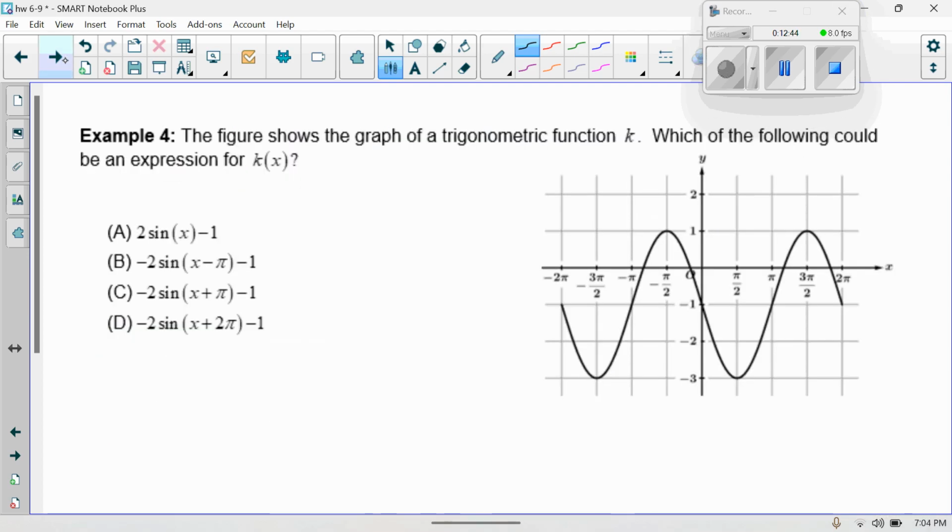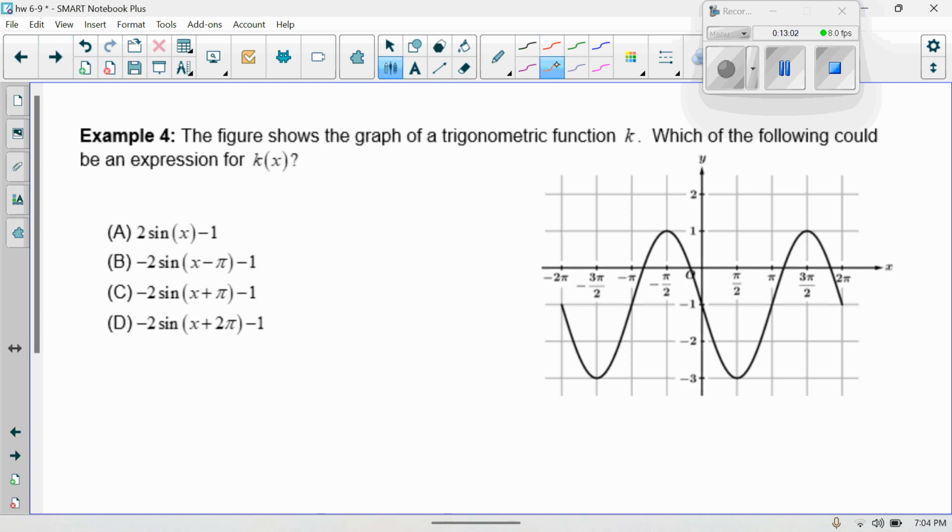All right, last one, example 4. The figure shows the graph of a trigonometric function k. Which of the following could be an expression for k of x? So this time I'm giving you the graph and we're working backwards. So you want to visually be able to identify some things.